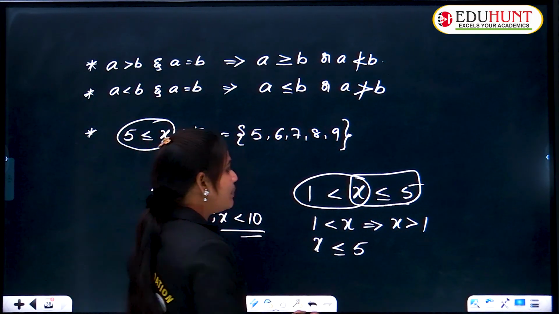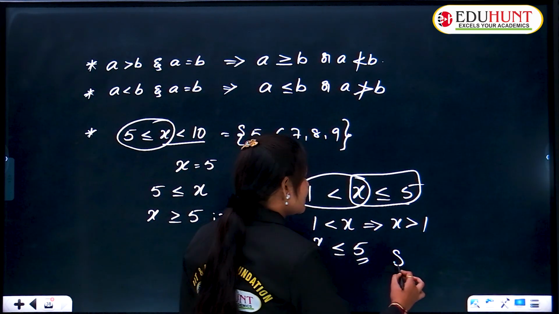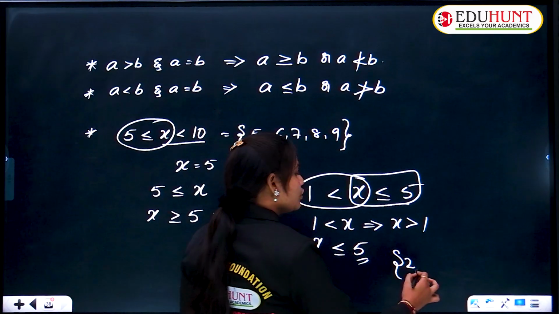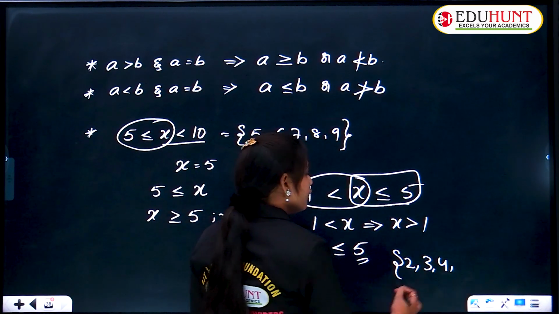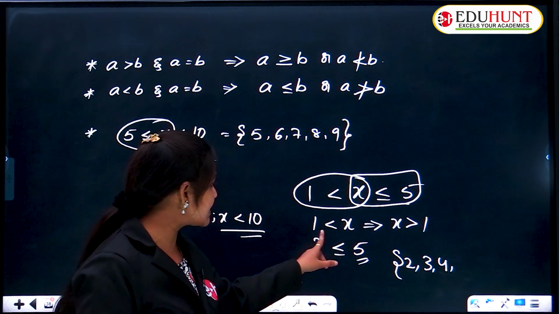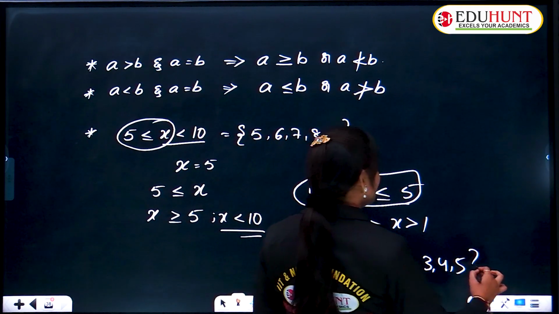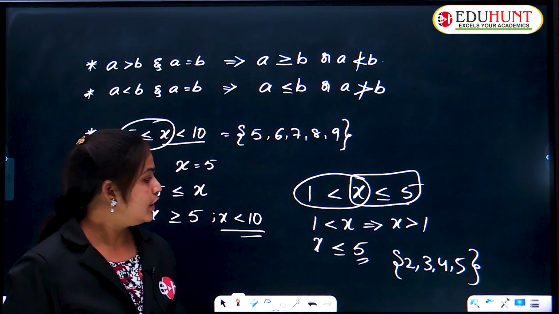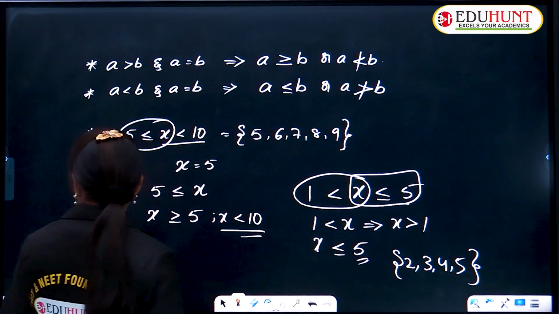Yes, of course. Why? Because x is greater than 1 and less than or equal to 5. Greater than 1 means we should not write that 1. Okay. 2, 3, 4, 5. Shall we include that 5 here? Yes, of course we should write here 5. Why? Because x is less than or equal to 5. That's why here equal to sign is there, no? That's why here 2, 3, 4, 5. Understood?